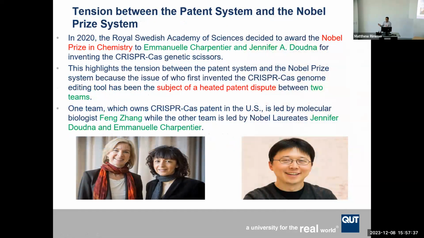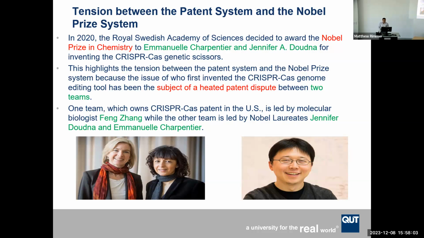Now, I will talk briefly about the tension between the patent system and the Nobel Prize system. In 2020, the Royal Swedish Academy of Sciences decided to award the Nobel Prize in Chemistry to Emmanuelle Charpentier and Jennifer Doudna for inventing the CRISPR-Cas genetic scissors.